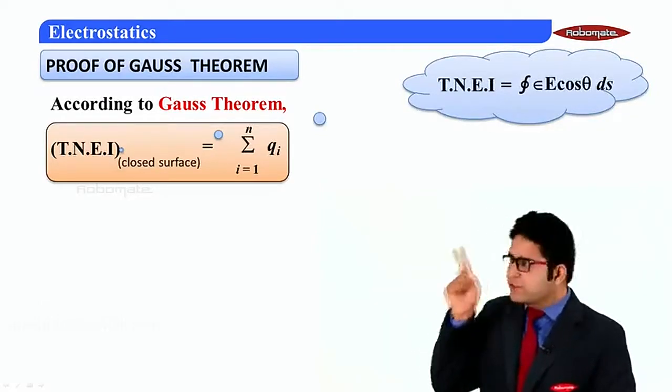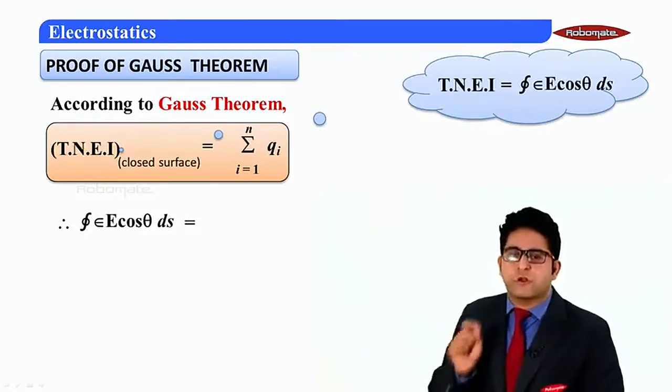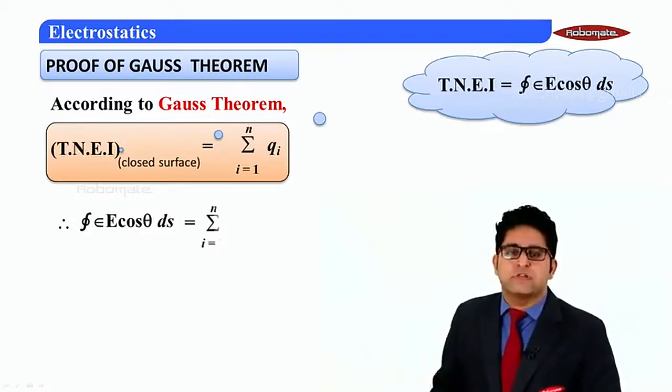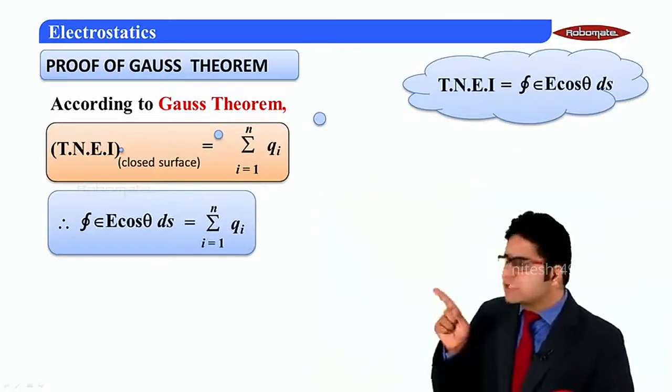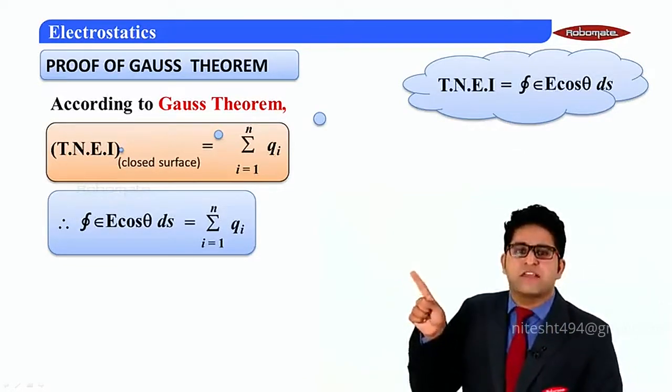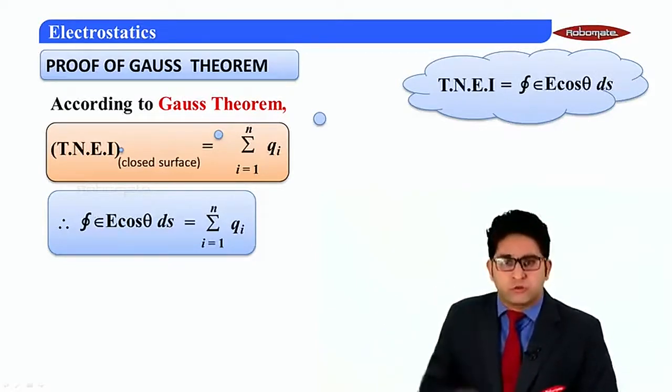So I'll be putting this value in this equation. What will I get? I'll get the integration over a closed surface of epsilon E cos theta dS is equal to the summation i equals 1 to n of qi, right? Now students, this particular term, the summation of qi, represents the total number of enclosed charges.